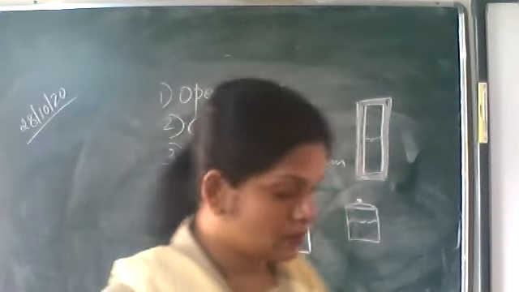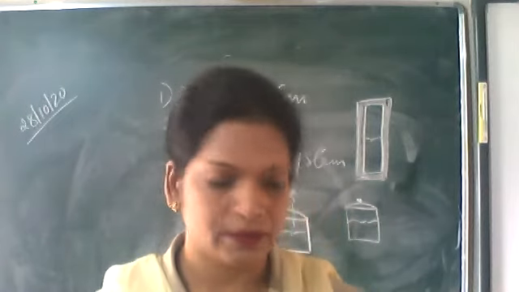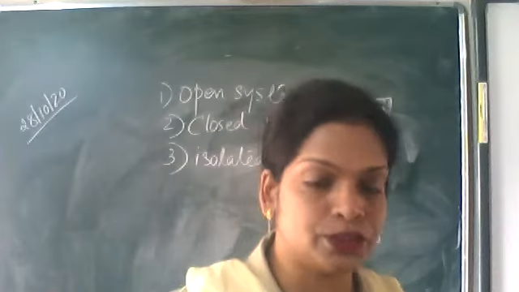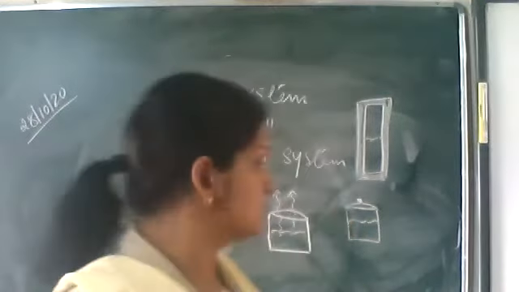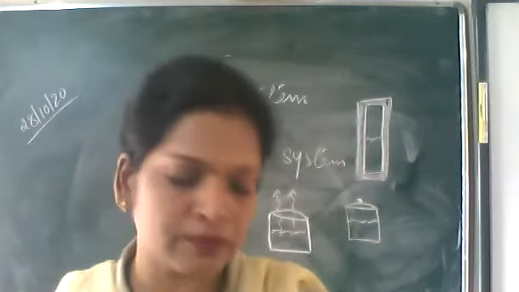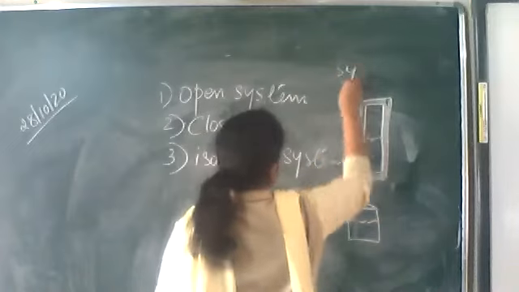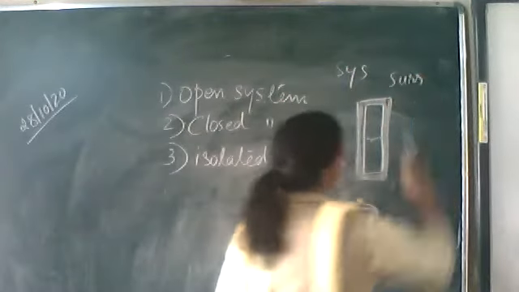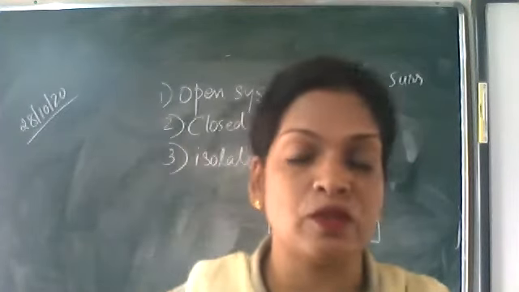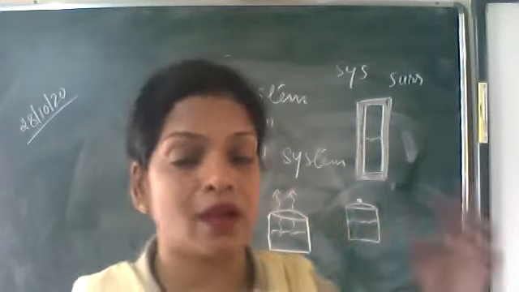Closed system. In a closed system, there is no exchange of matter, but exchange of energy between the system and the surroundings is possible. For system, you write always sys. For surroundings, you write surr, S-U-R-R. Because in this chapter, many times we will be dealing with system and surroundings. So every time, don't write the full word. For system, S-Y-S, surroundings, S-U-R-R.